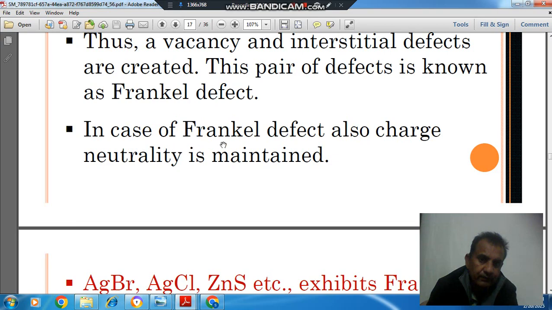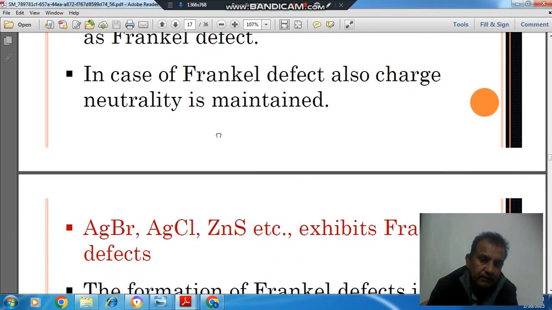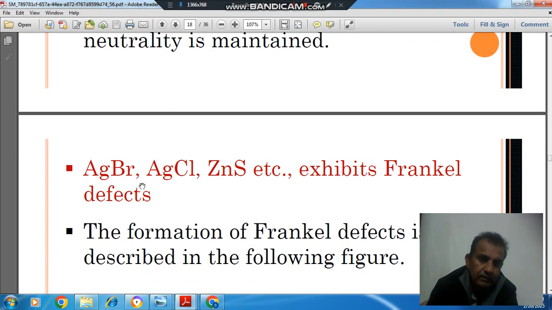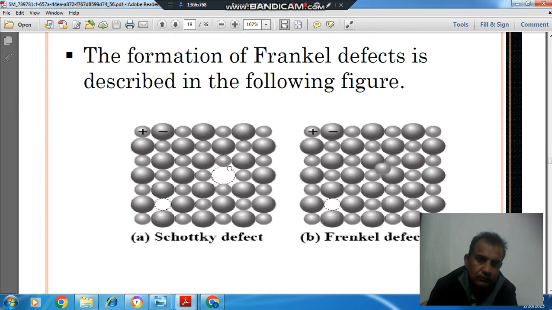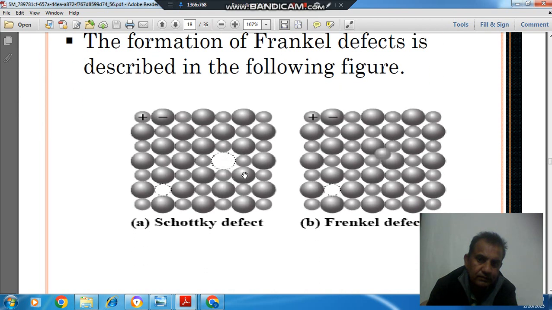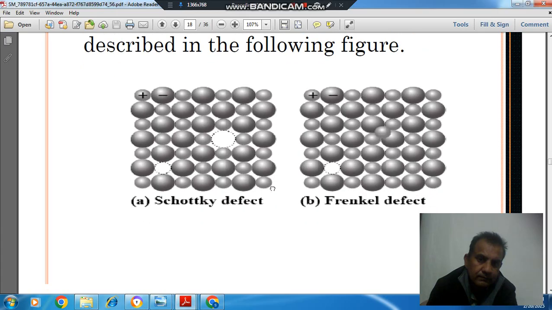In case of Frenkel defect, also charge neutrality is maintained. AgBr, AgCl, ZnS, etc. exhibit Frenkel defect. The formation of Frenkel defect is described in the following figure. So here this is missing and here this is missing. This is Schottky defect, this is your Frenkel defect. This is positive, this is negative.